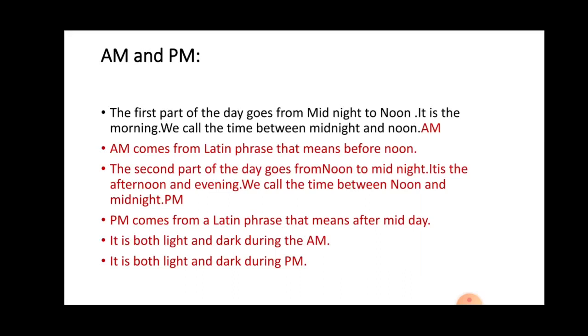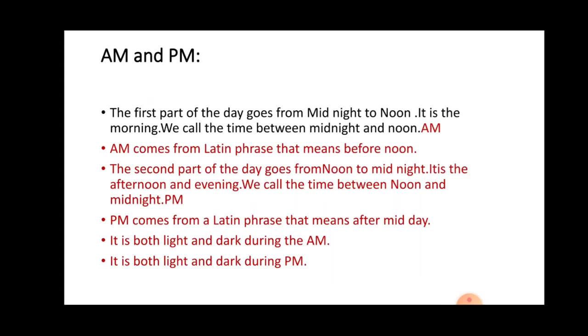The first part of the day goes from midnight to the noon. It is the morning. We call the time between midnight and noon AM. AM comes from Latin phrase that means before noon. The second part of the day goes from noon to midnight. It is the afternoon and evening. We call the time between noon and midnight PM.